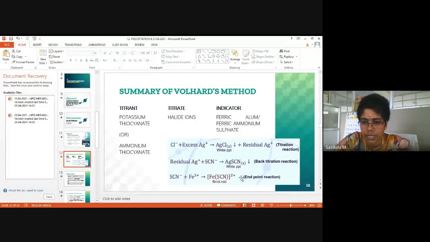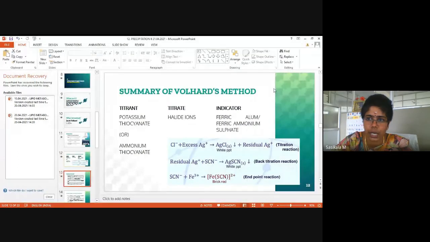This is the 3-step reaction in Volhard's method. First, the actual titration reaction in the conical flask. Then the back titration between the conical flask and burette. Then, in the conical flask and burette, the indicator reaction. That is the endpoint reaction.